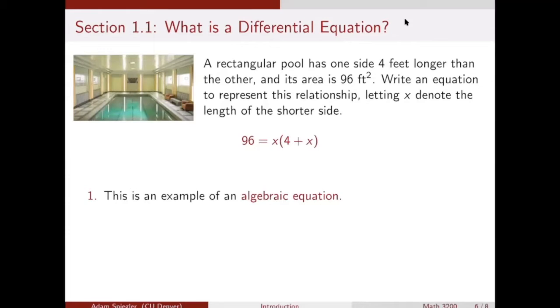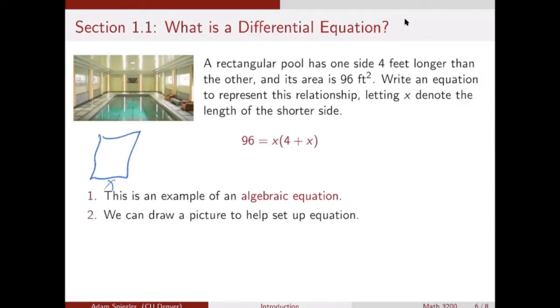With algebraic equations, there are certain tools that we're already comfortable using to study those relations, and we're going to use these same tools in differential equations, just the equations are going to be different. For example, we can draw a picture to help us set up the equation. That's going to be useful when we're modeling differential equations. I could have drawn this pool and said, here's x, and here's x plus 4, and therefore the area, if it's 96, is going to be x times x plus 4. Drawing a picture might also be sketching a graph of the function with some quadratic. So we can use pictures to set up the model, and then we can use graphs to try and understand the behavior of the model.